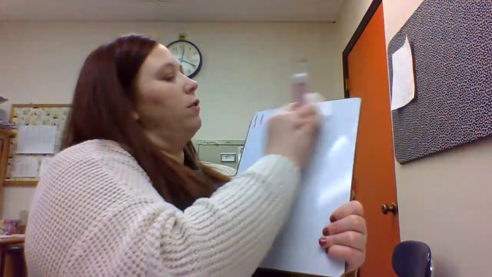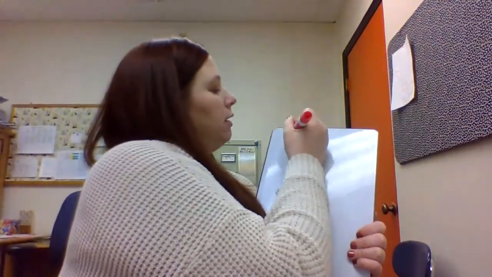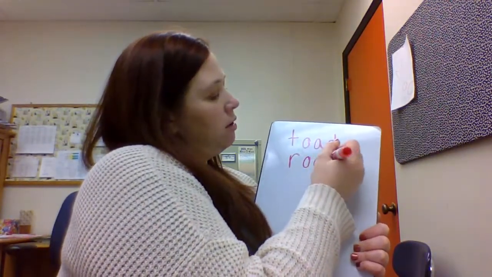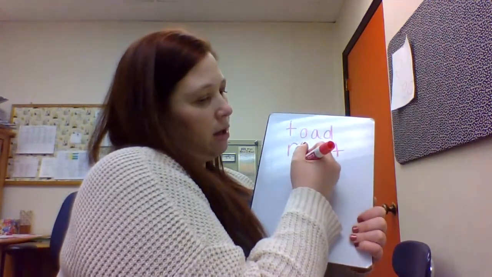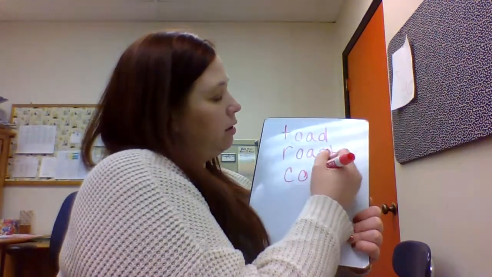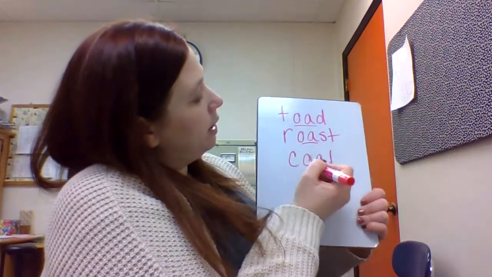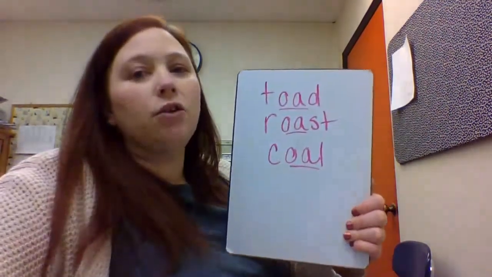And we're going to move on to our new digraph that we're learning today. Let's look at these words. We have toad, roast, and coal. What do you notice in there that's making that O sound? We have O-A, right? And all of them. That's what's the same in each one.